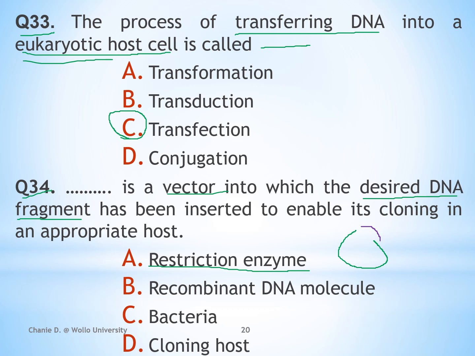B, recombinant DNA. Recombinant DNA is the combination of two or more nucleotide sequences. This may be the correct answer for this question. C, bacteria is the host. D, cloning host. This is the host. Cloning host is also similar to choice C. So the correct phrase which is suitable to complete this blank space is B, recombinant DNA molecule, which consists of the nucleotide sequence of a vector plus the sequence of the gene of interest. So B is the correct answer for question number 34.